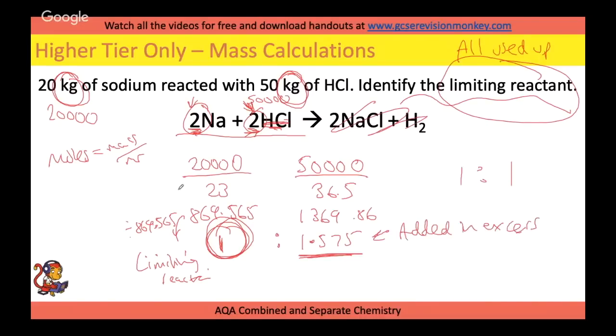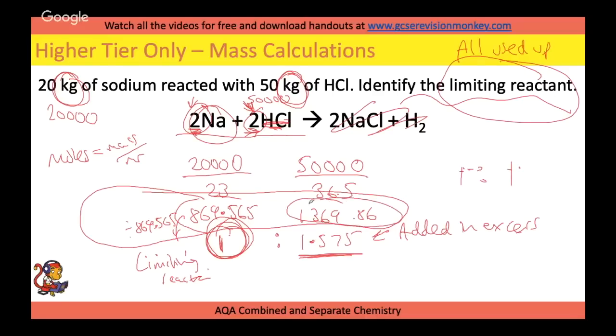When you do your conclusion, write about the moles that actually reacted. So write about this bit. And you would say the limiting reactant is sodium because 869.56 moles were all used up. Whereas the hydrochloric acid was added in excess because only 869.565 was needed because the ratio was 1 to 1, and 1,369.86 was actually added. So conclude in a sentence using the moles that you'd worked out here.